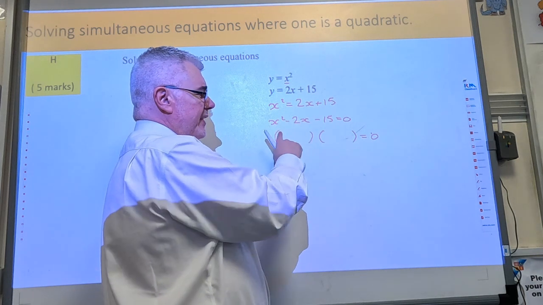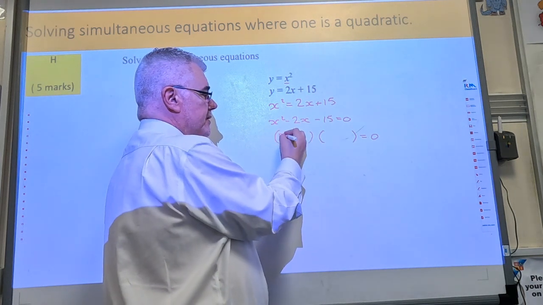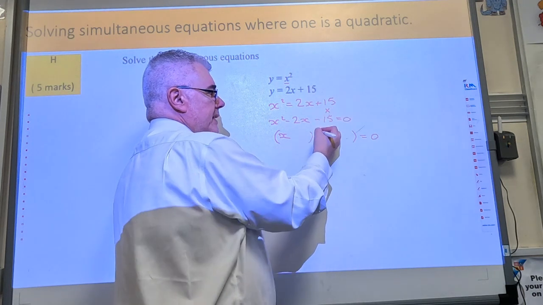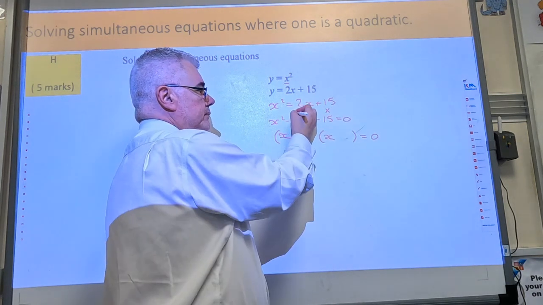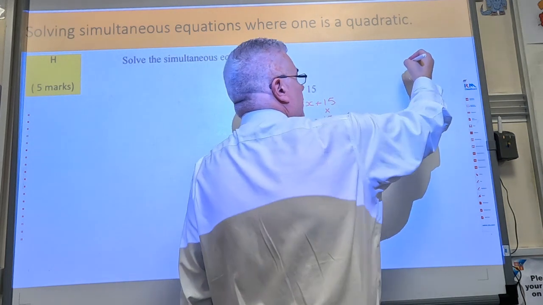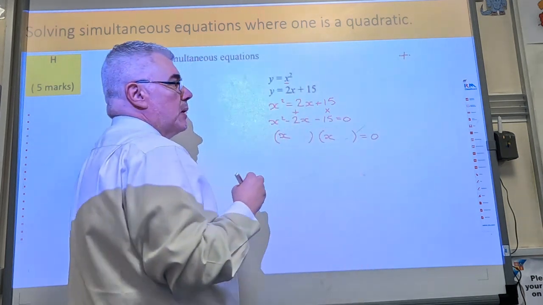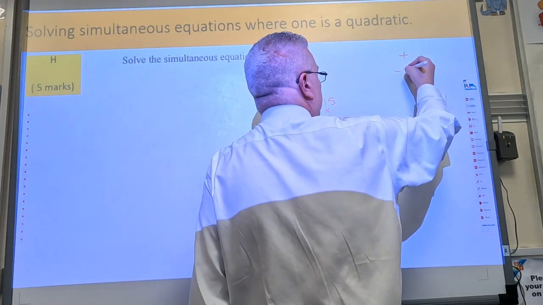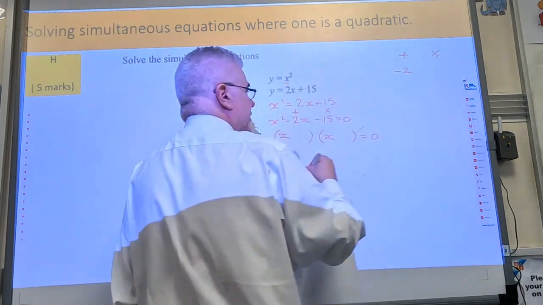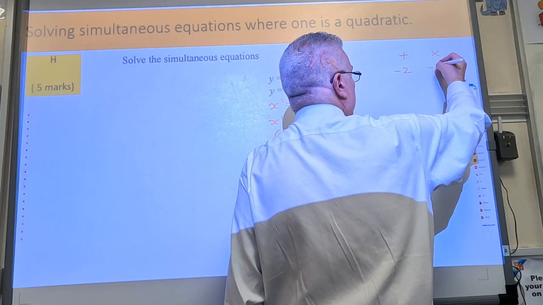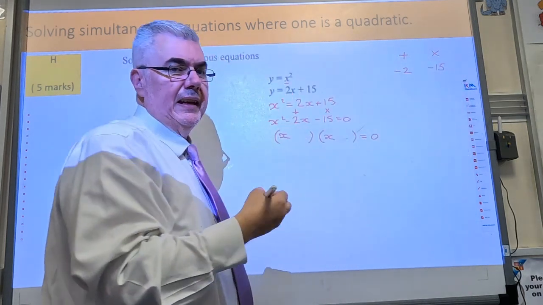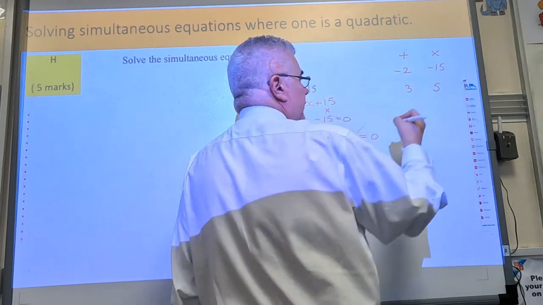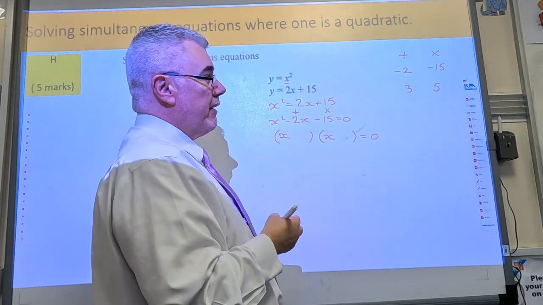I just need to get this in the right brackets. It's got to start with an x and an x. I want two numbers that multiply to this, sum to that. So I want my pair of numbers to sum to -2, but they need to multiply to -15. With a little bit of thought, you'll realise that it's 3 and 5. I just need to pick the correct signs now.